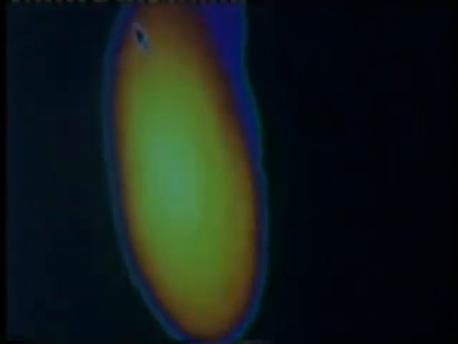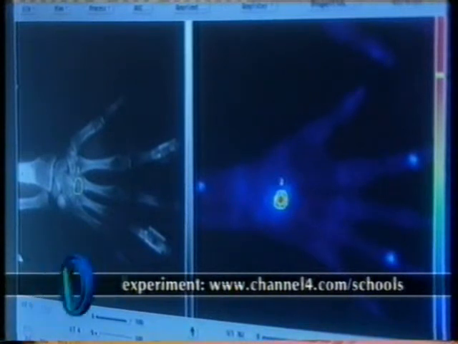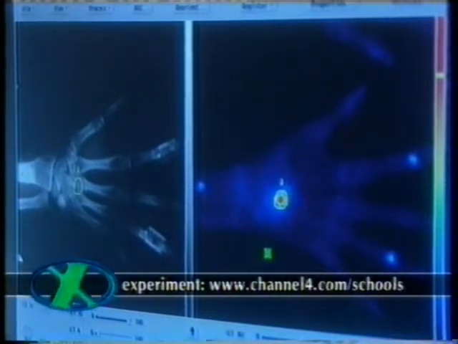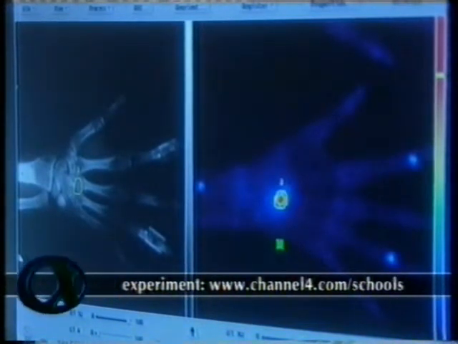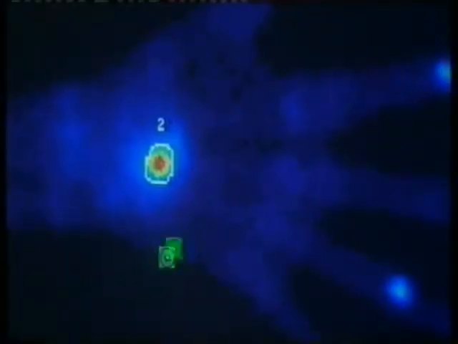There are other types of radioactive substances used in imaging, like radiofluorine. Again, a gamma camera is used to detect the gamma rays emitted by radiofluorine. Here we have an X-ray and a radioactive image of the same hand. On the left there's the standard X-ray, but it was the radioactive image that detected the non-cancerous growth.